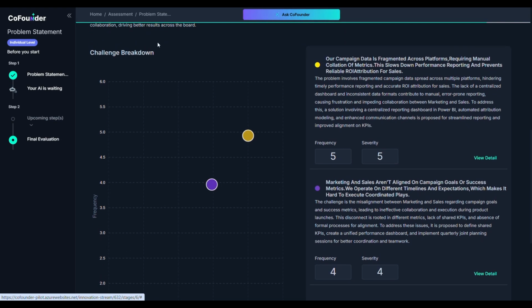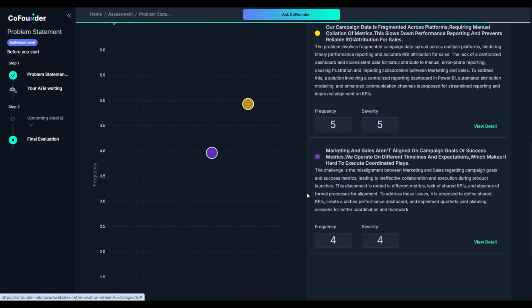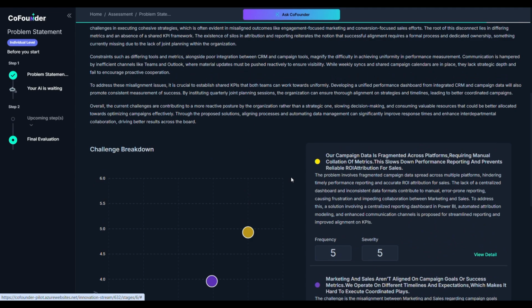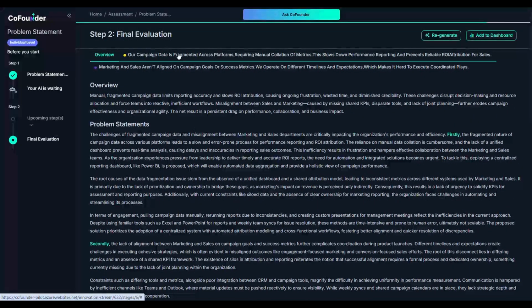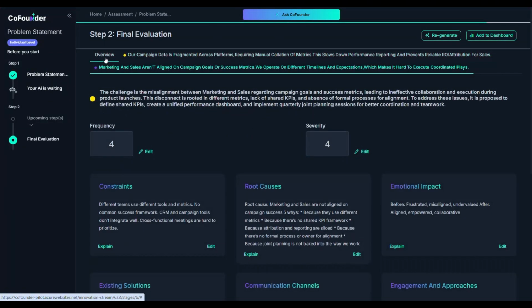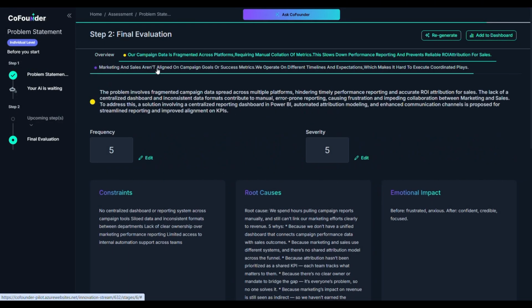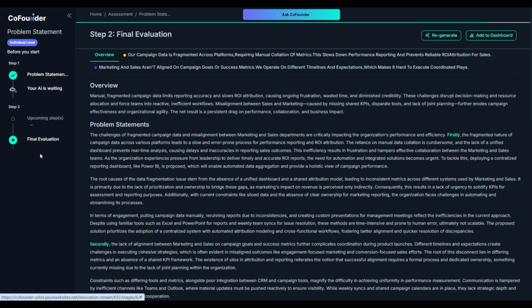And finally, on the lower left, the challenge breakdown, a visual plot of severity versus frequency. This helps you prioritize which problem to solve first based on impact and how often it disrupts daily work. The work Alex did wasn't just input. It's now a reusable asset, a structured foundation that the AI will carry forward into every next step of the innovation stream. From here, Alex can refine anything, regenerate the AI output, add this to his dashboard, or turn any phrase into a project item with a single click.